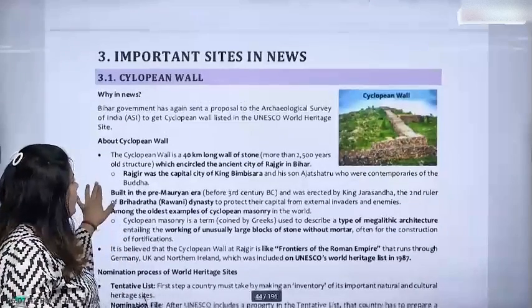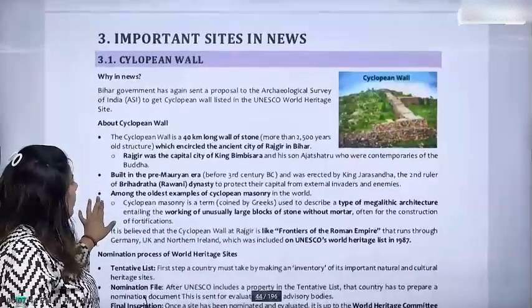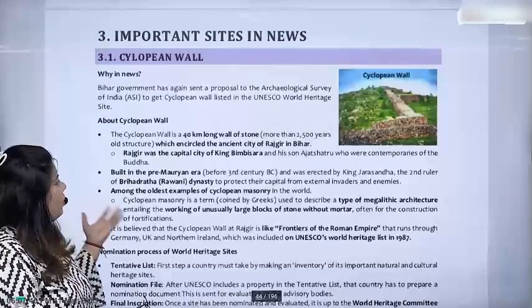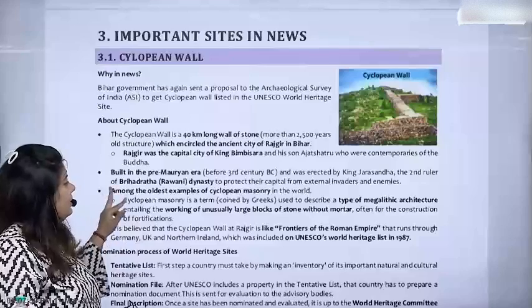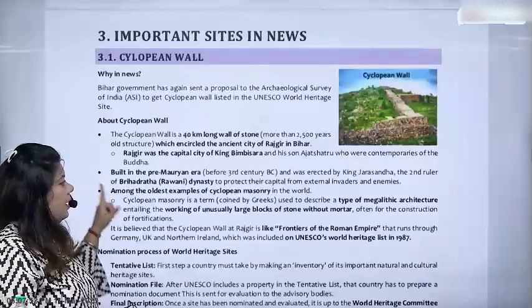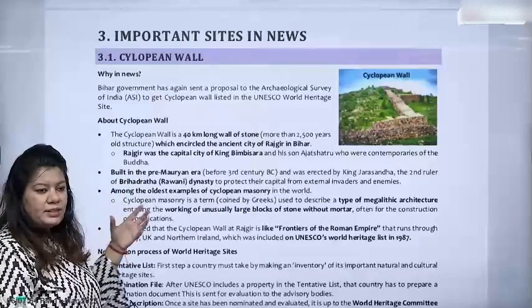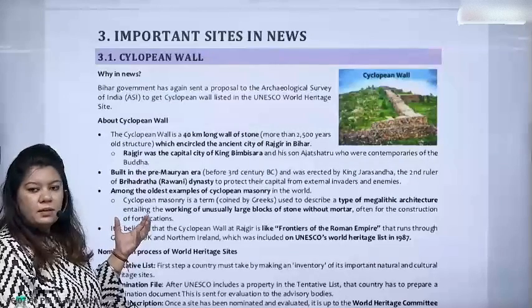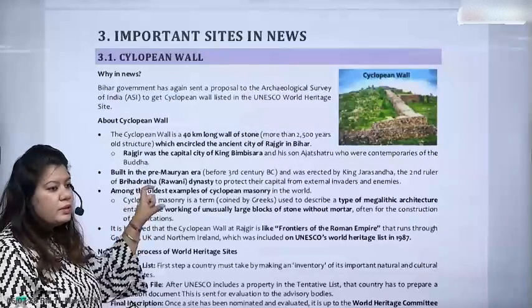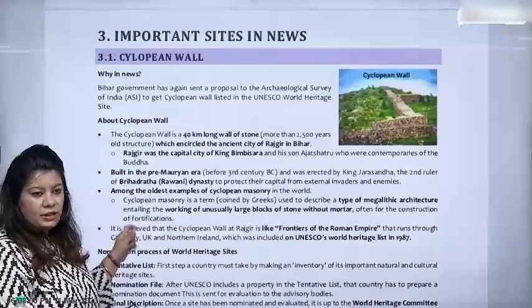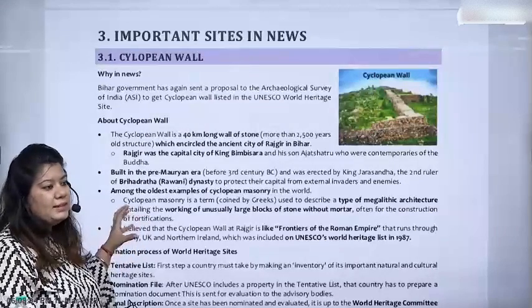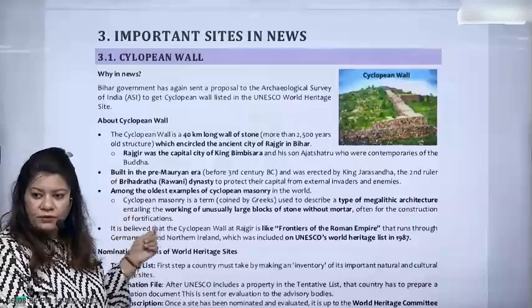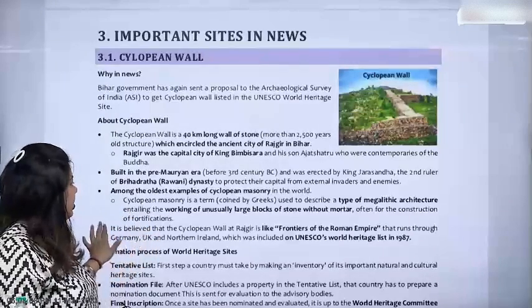Okay. Now coming to Cyclopean wall. Why is this in news? Because this wall was recently listed as a UNESCO World Heritage Site. It is in Bihar. And what is this Cyclopean wall? This is basically stones used to encircle the city of Rajgir. It is also assumed that this is a kind of fortification done over there, right?